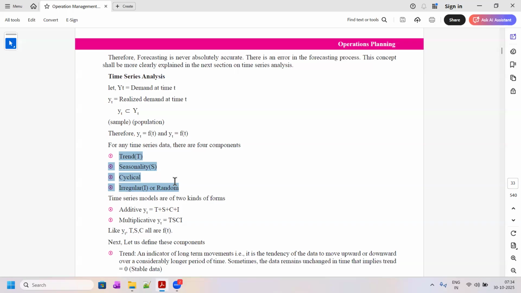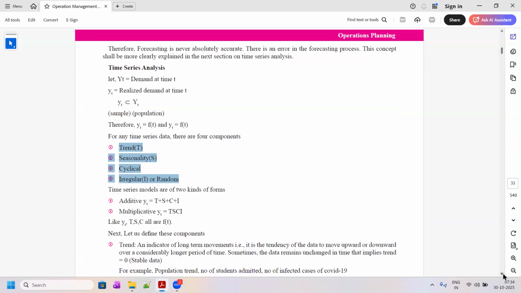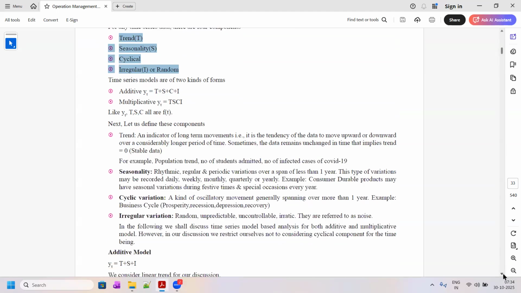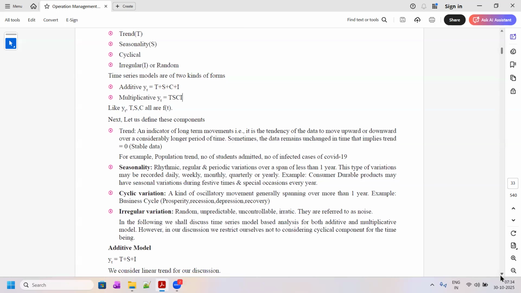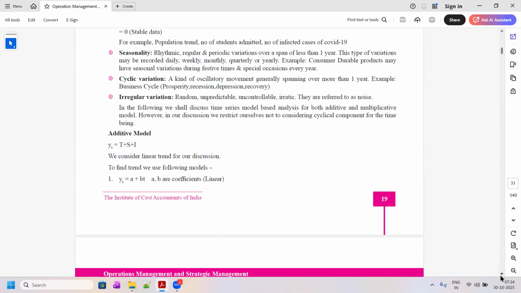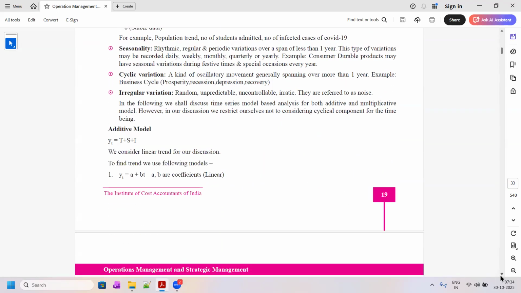Basically, the time series models we study are of two types. They can be additive models or multiplicative models. Additive model basically means T stands for trend, S stands for seasonality, C stands for cyclical, I stands for irregular. So when we are talking about an additive model, what we are trying to say is that these four components you are getting by addition.